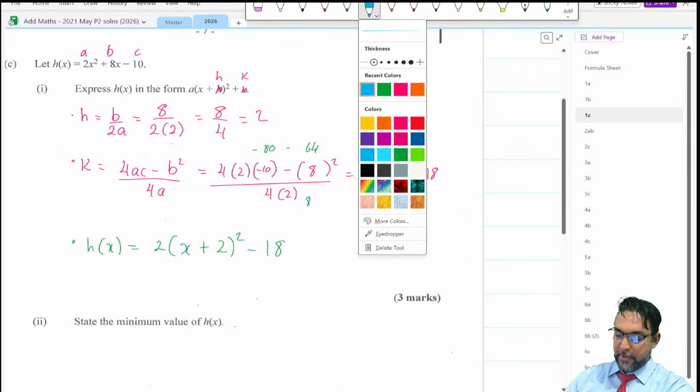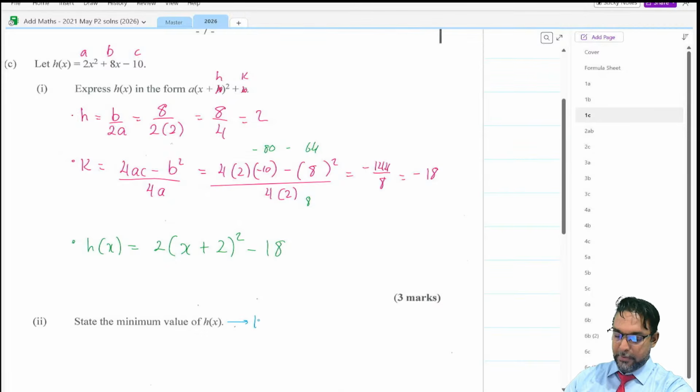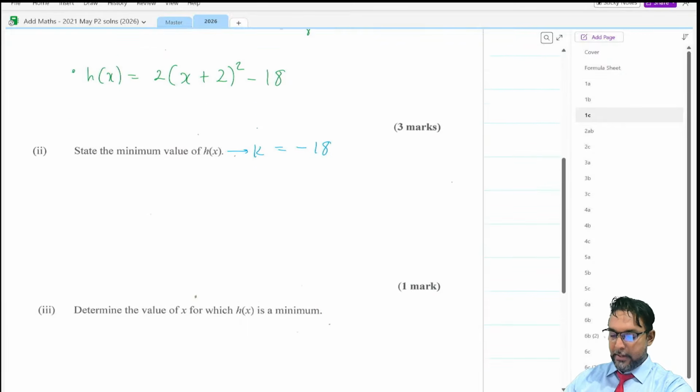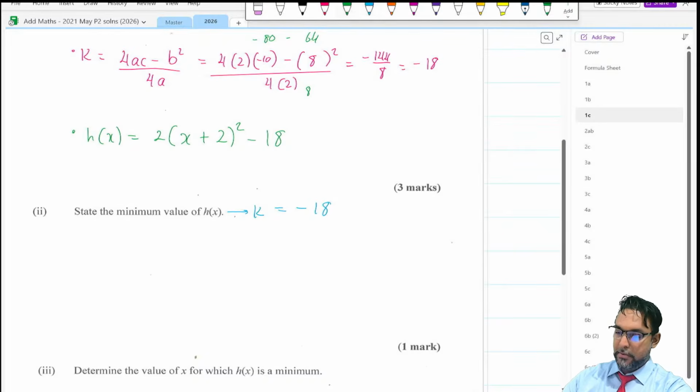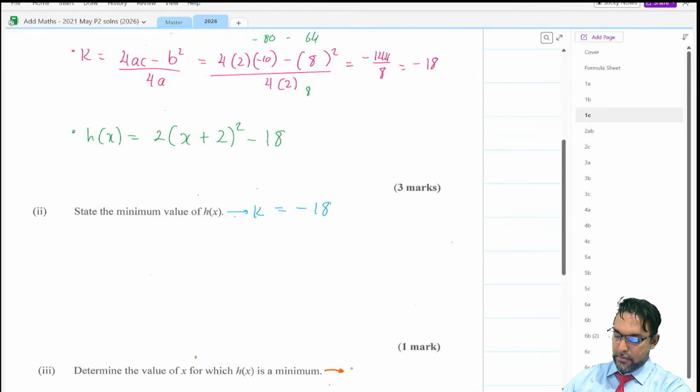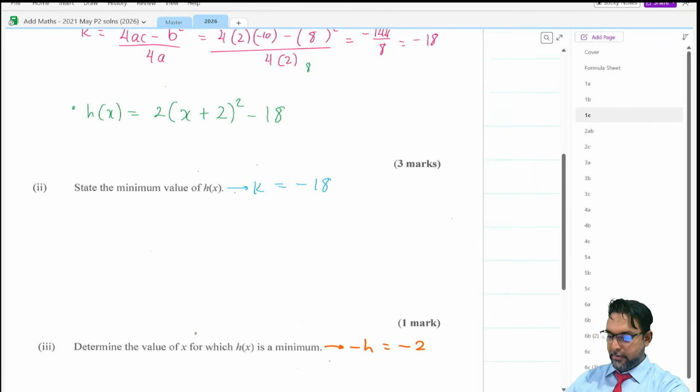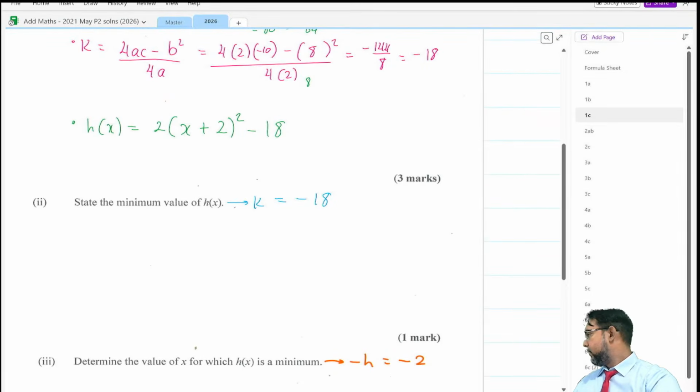All right, the maximum value is always k, which in this case is minus 18, right? And then the value of x for which h of x is maximum is minus h, which in this case is minus 2. And that's it for this question.